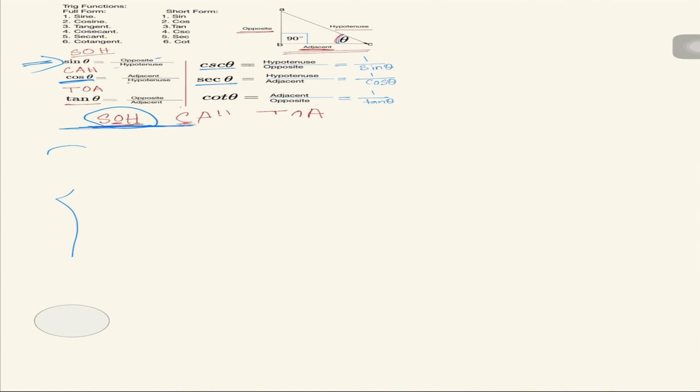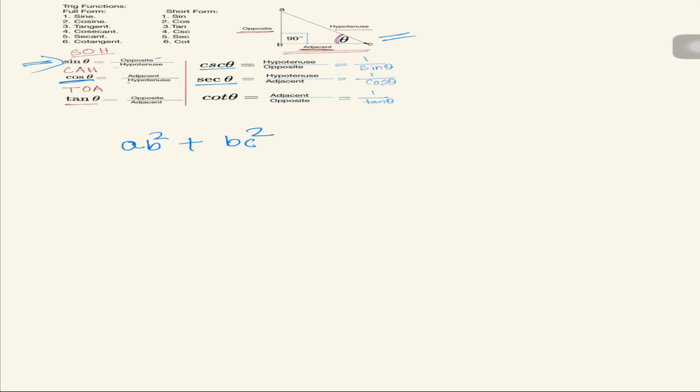Now let's talk about some of the formulas you might use in here. Remember that for this triangle, we already know that the adjacent here is BC and the opposite is AB. So AB squared plus adjacent BC squared equals the hypotenuse AC squared. You see that? It's pretty easy, right?